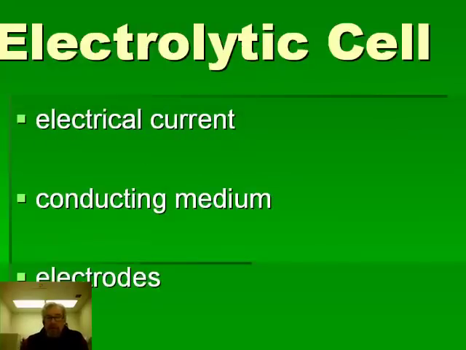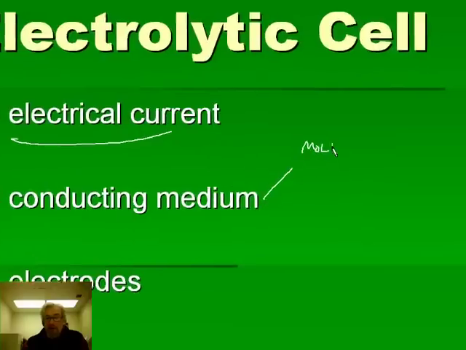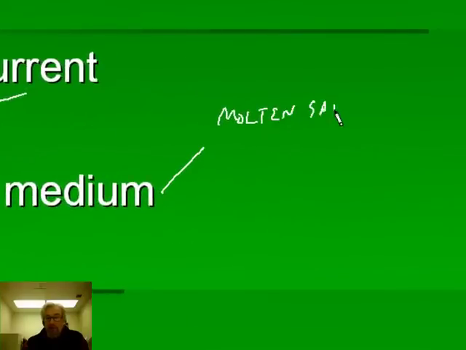An electrolytic cell has to have three features. One is there has to be a source of electrical current from outside. So electrical current comes in to the cell from an external source, like a battery, for example. There has to be a conducting medium. Now this could be two things. One kind of conducting medium could be a molten salt, so something like sodium chloride. If you get it hot enough, it'll turn into a liquid, and then the particles are free to move. So it has to be able to conduct. That makes it a conducting medium once it's melted.